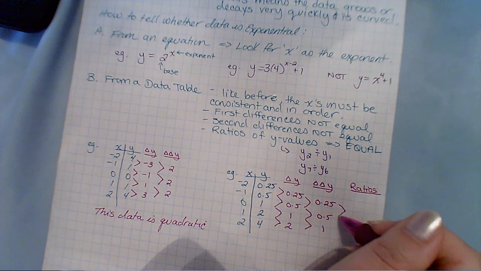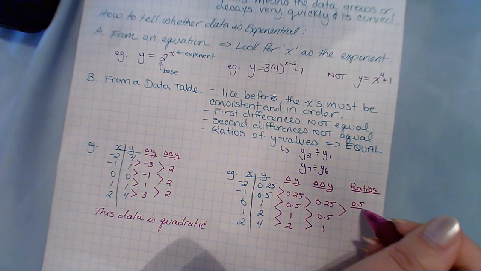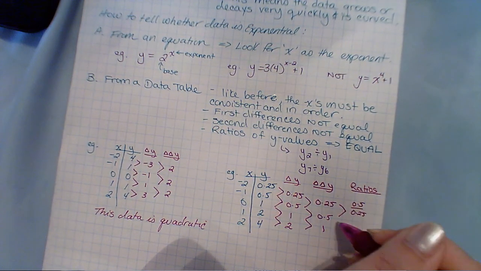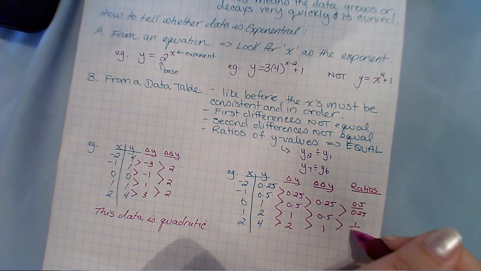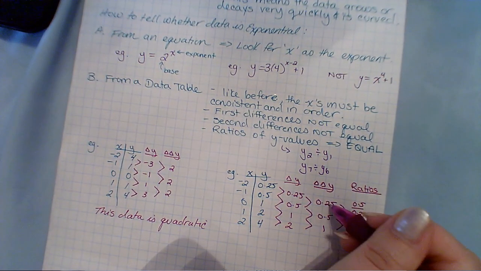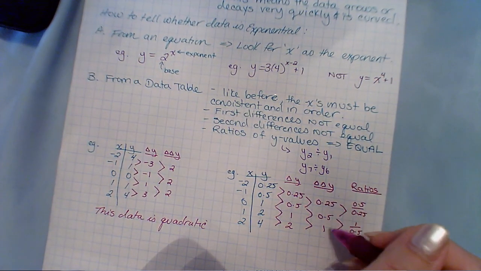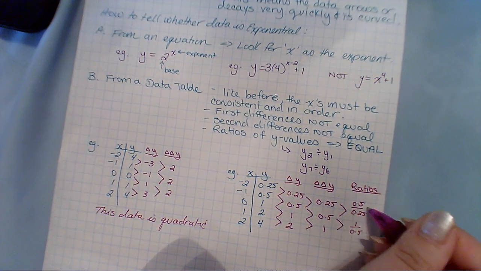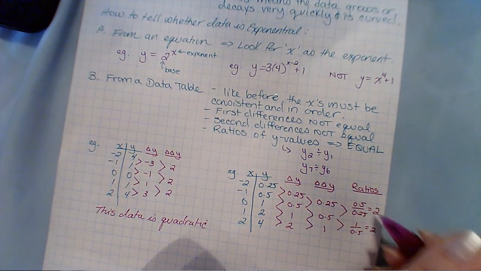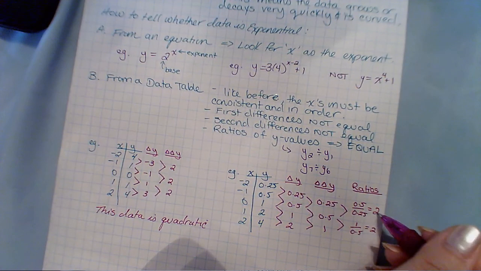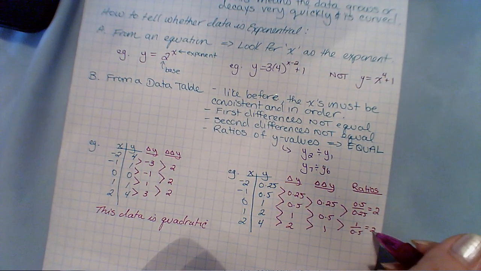So if I did my ratios of these, it would be 0.5 divided by 0.25. It would be 1 divided by 0.5. It's the number below divided by the number above. The number below divided by the number above. And we get 2. 50 cents divided by a quarter, 2. 1 divided by 50 cents is 2.